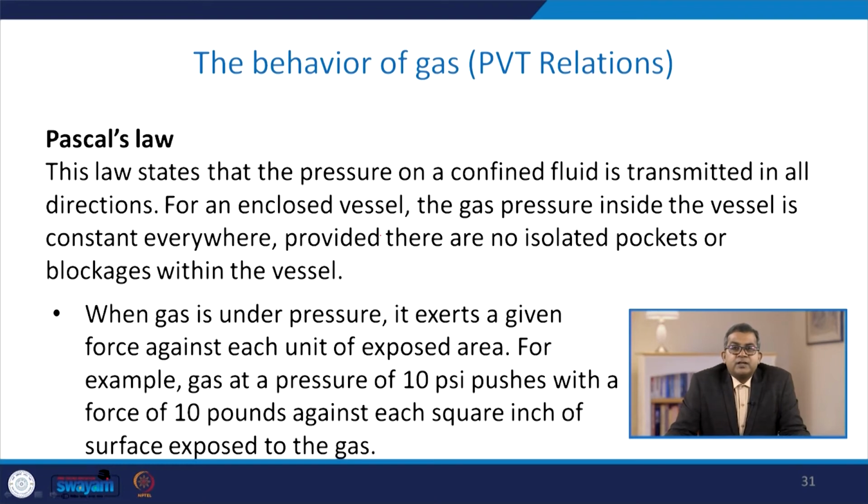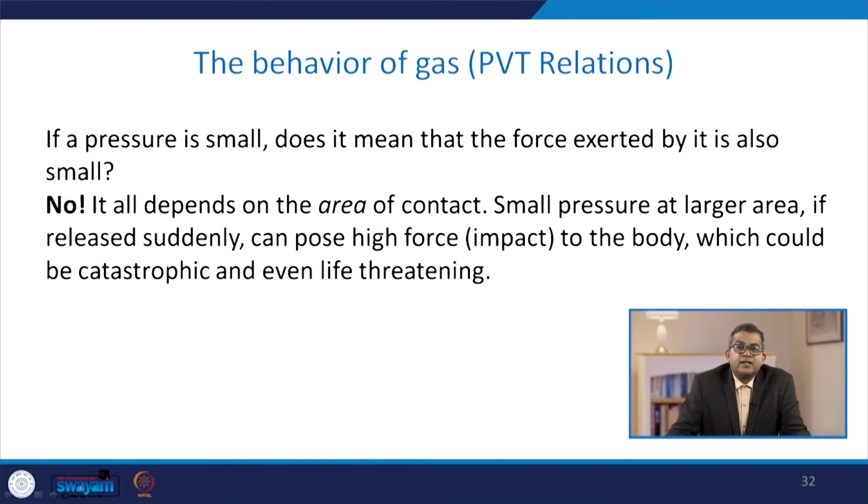This law states that the pressure on a confined fluid is transmitted in all directions. For an enclosed vessel, the gas pressure inside the vessel is constant everywhere, provided there are no isolated pockets or blockage within the vessel. When gas is under pressure, it exerts a given force against each unit of exposed area. For example, gas at a pressure of say 10 psi pushes with a force of 10 pounds against each square inch of surface exposed to the gas.